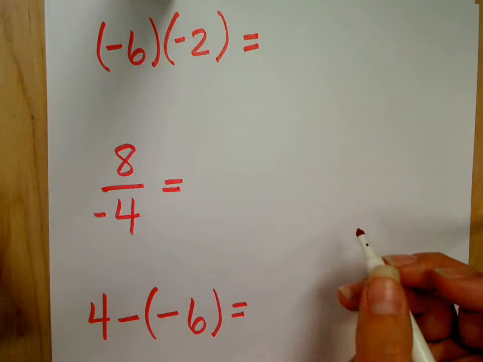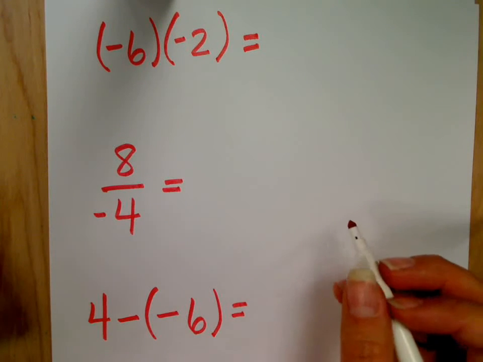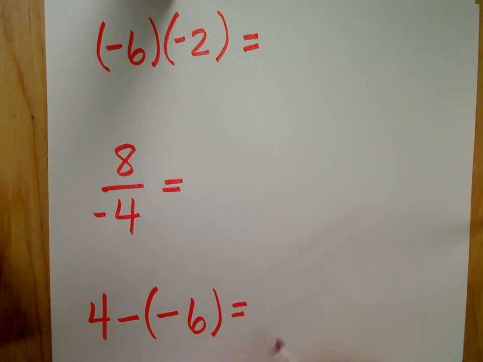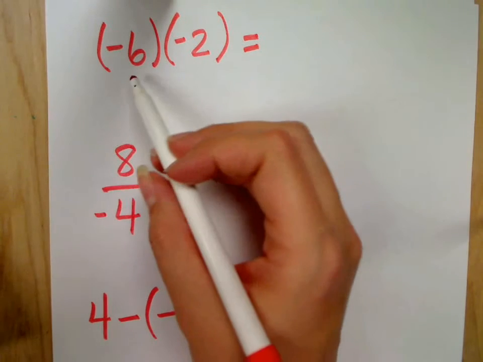Okay, so the last part of your comp test is number 13, and you've got 8 questions there, and they all have to do with integers, all different kinds of operations. So here's your first one.